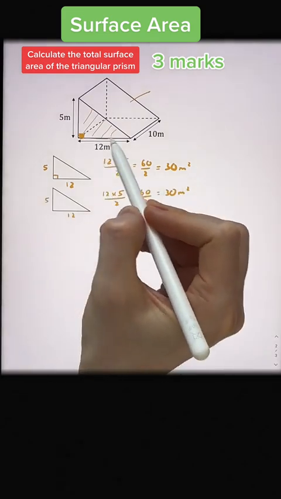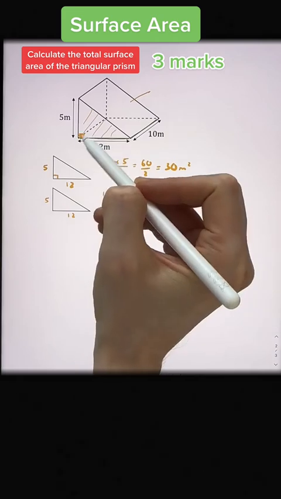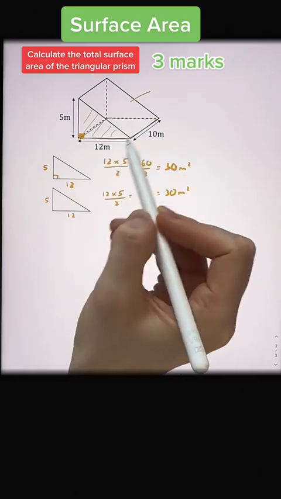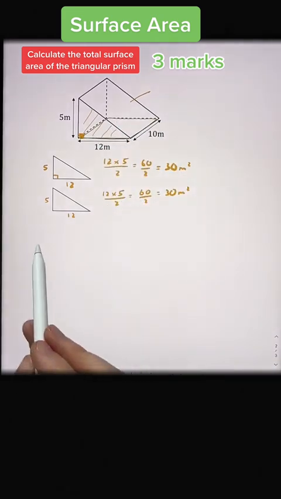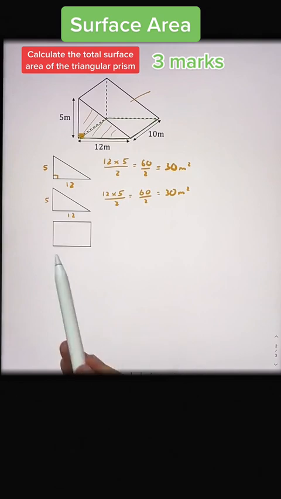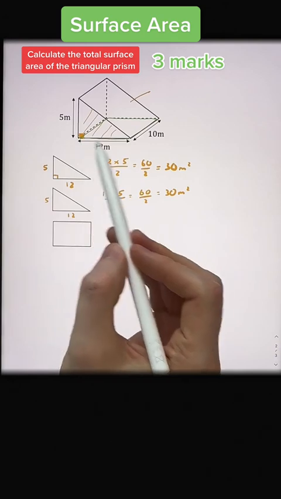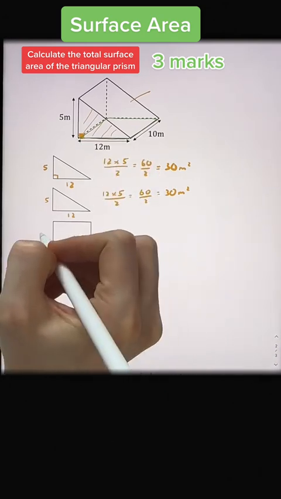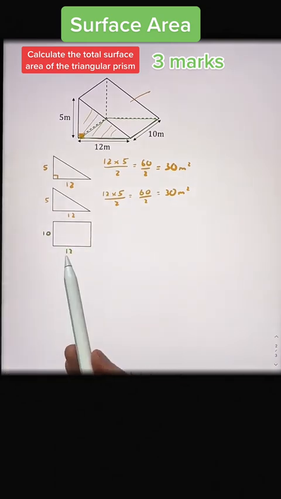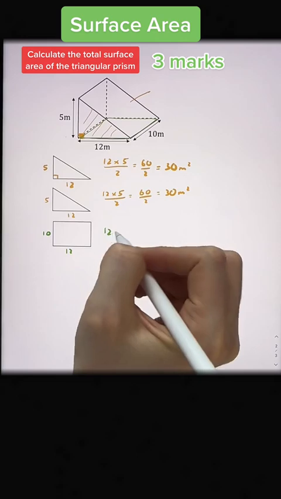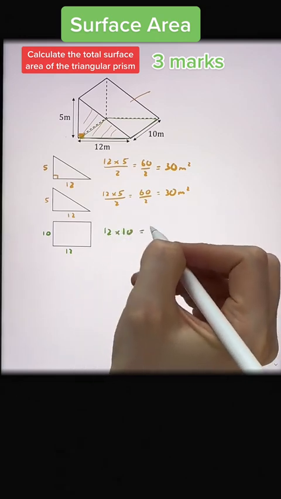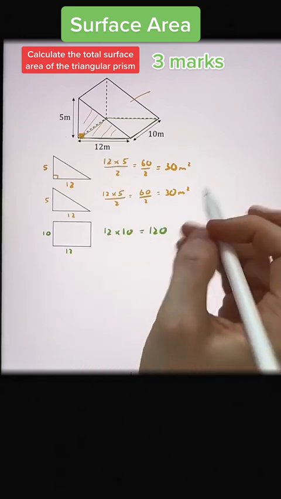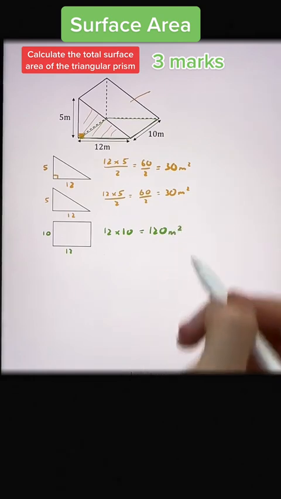I'm now going to work out the area of the base of my triangular prism. I can see the base here is a rectangle. In order to calculate the area of a rectangle, it's simply going to be the length multiplied by the width. Well, my length of my rectangle is 12 and the width is 10 in any order. So I can just do the length times the width. In this case, 12 multiplied by 10 will give us 120. Again, as the lengths are in meters, my area will be in meters squared.